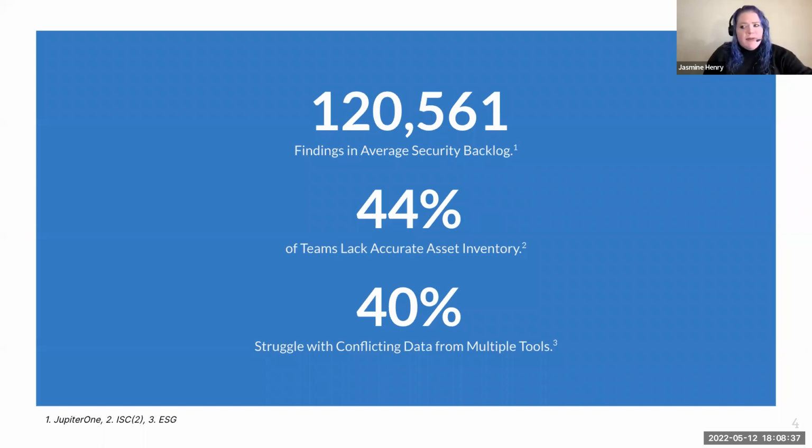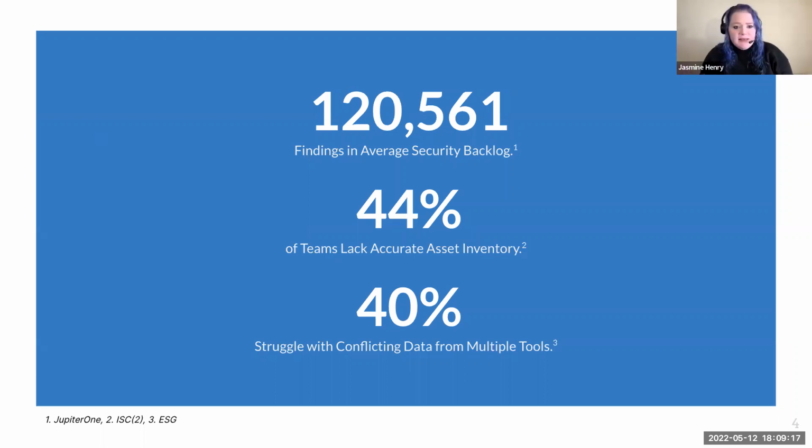About 3 months ago, I did a graph-based analysis of 372 million data points that represented assets at 1,270 organizations. What I discovered is that the average security team has 120,561 security findings in their backlog. And I think that our data set probably skewed toward small organizations. So reality may be 400,000 security findings at a large organization.